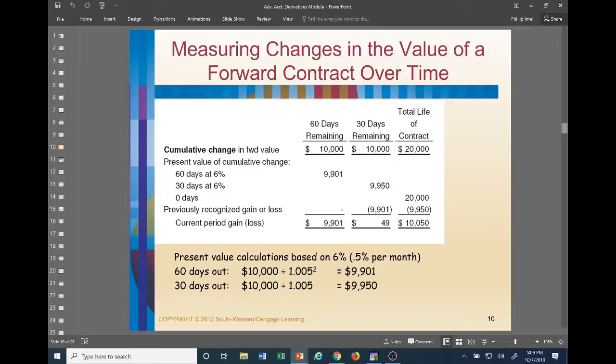Now this is going to be recognized over the term of the contract as a net present value of changes in the forward rate. So that's what we've seen here, a net present value of the changes in the forward rate. Even if the forward rates did not change between two valuation dates, in this case between the 60 days and the 30 days remaining, the value of the contract would change because the remaining term of the forward contract continues to decrease and the present value of the forward value increases. So we can see that right here in this example.